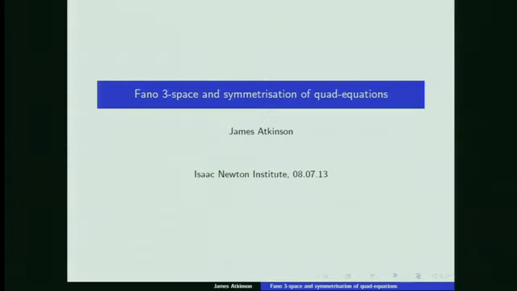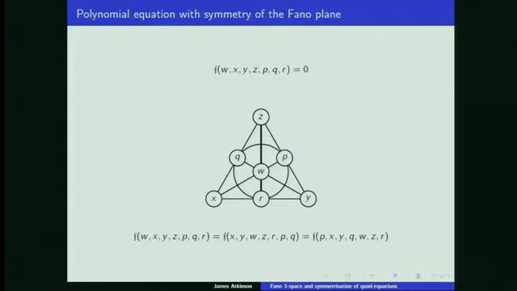So this talk is about polynomials, actually. One polynomial in particular, which I'll give this Gothic F notation to. So this is a polynomial depending on 7 variables. And it's not fully symmetric between all of them, but it has the symmetry of the Fano plane. So this is the picture illustration of the Fano plane.